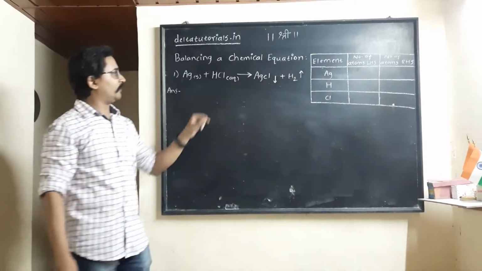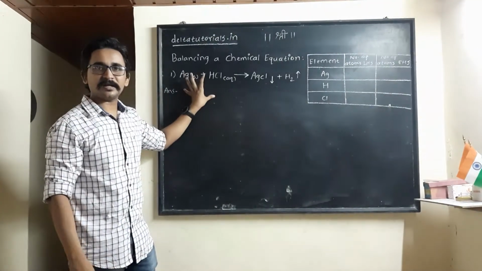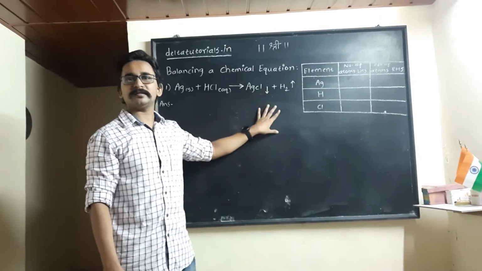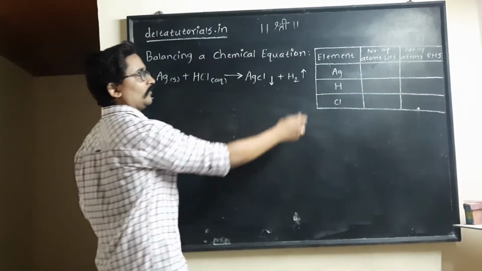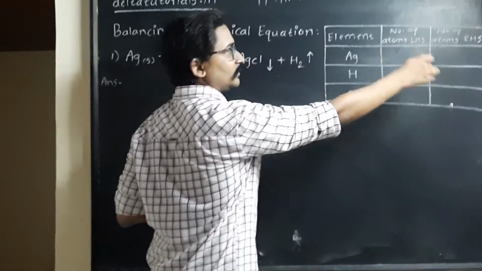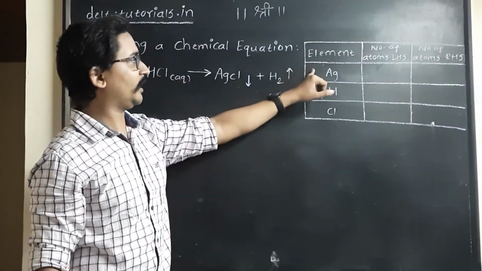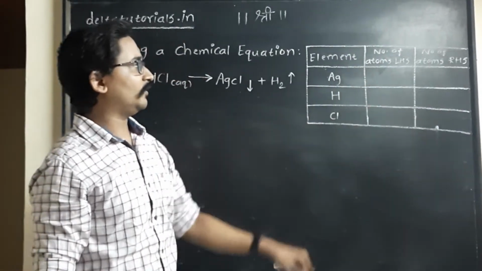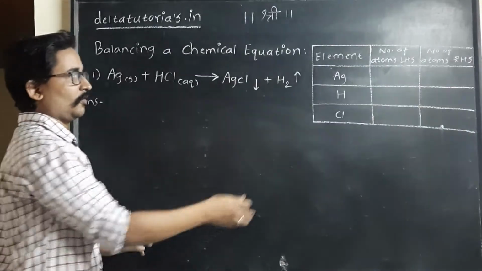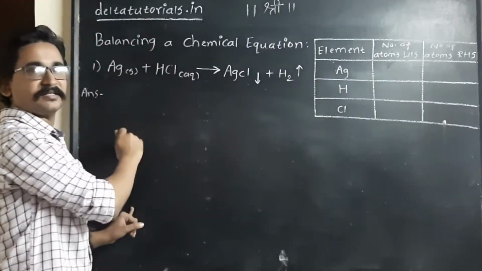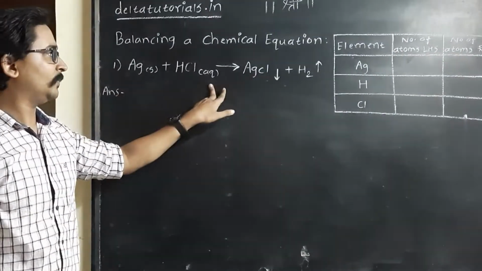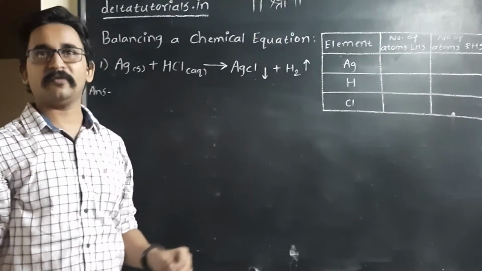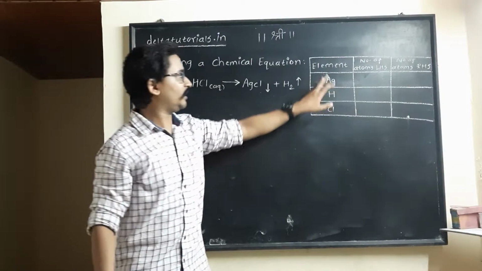Very first thing, every reaction has a reactant side, which is called the left hand side, and a product side, which is called the right hand side. So while making the table, we will have three columns. The first column will indicate the elements which are involved in this reaction. The second column will mention the number of atoms of these elements present on the left hand side, that is the reactant side. And the third column will represent the number of atoms of these elements on the product side, that is the right hand side.